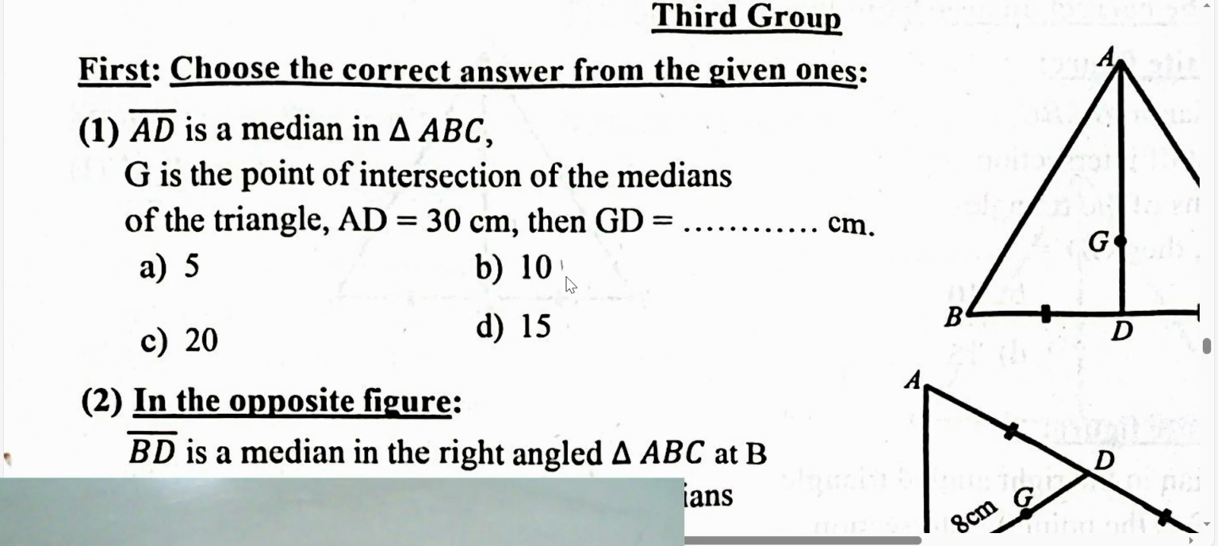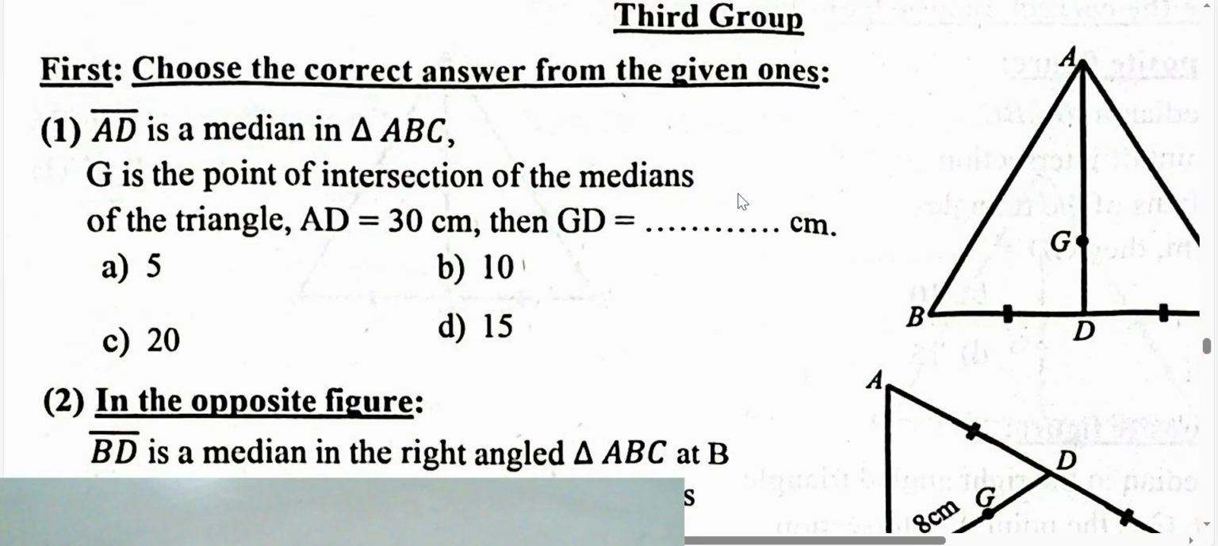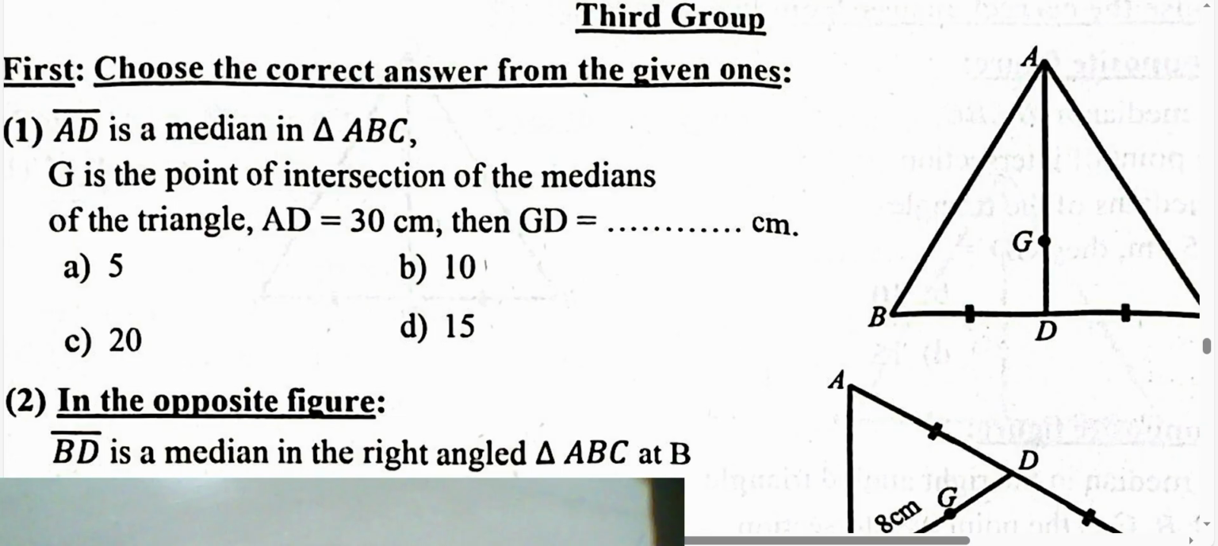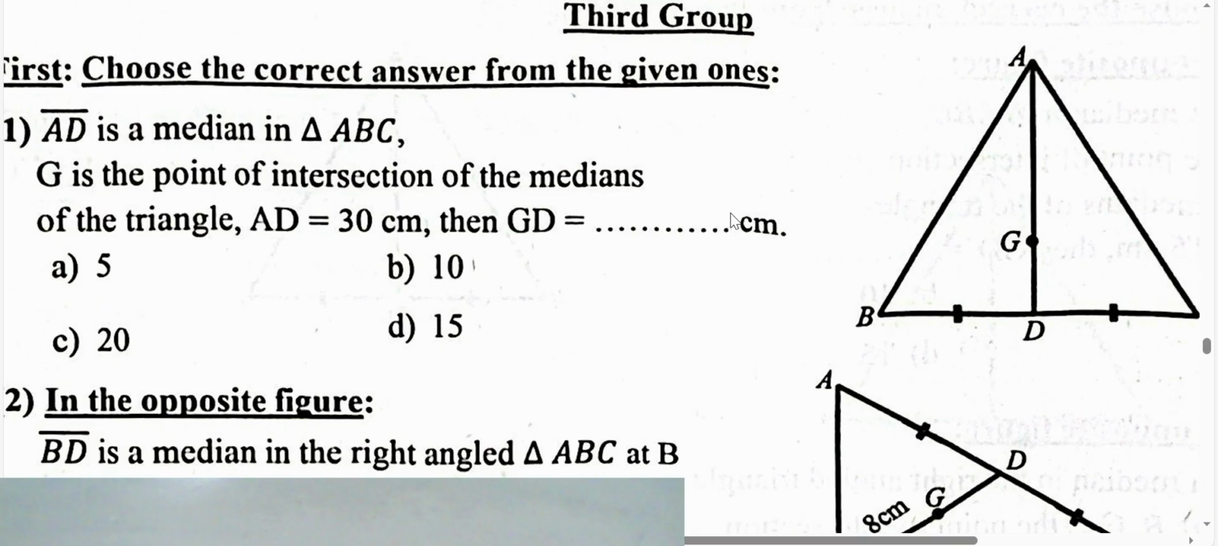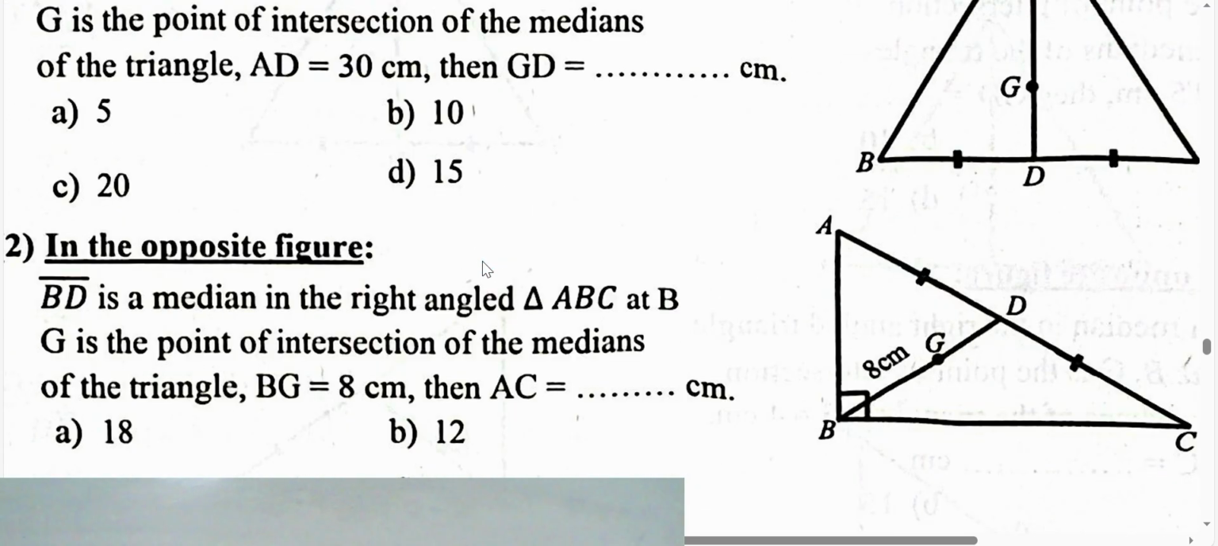Next group. Third group. We have the same questions. Do you remember about it? But now he changed the sign. The length of ED changed. ED was 30 centimeters. Okay, he wants to find the length of what? The length of GD, and GD is a third of the median. A third of 30 will be 10 centimeters. 30 divided by 3 equals 10, and GD will be 10 centimeters. It shows letter B. Next question.